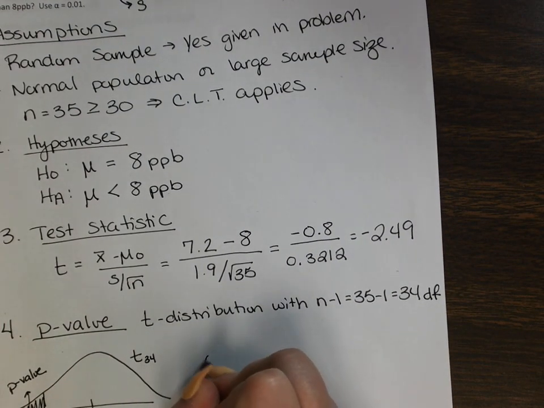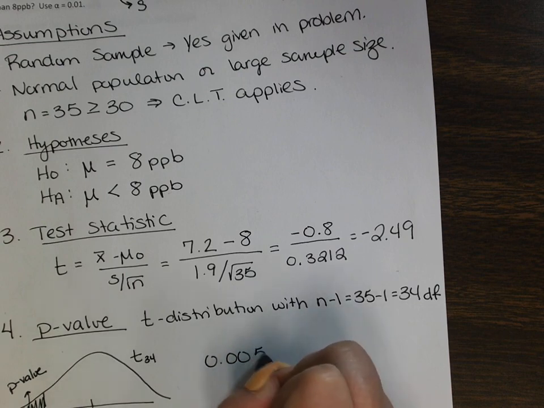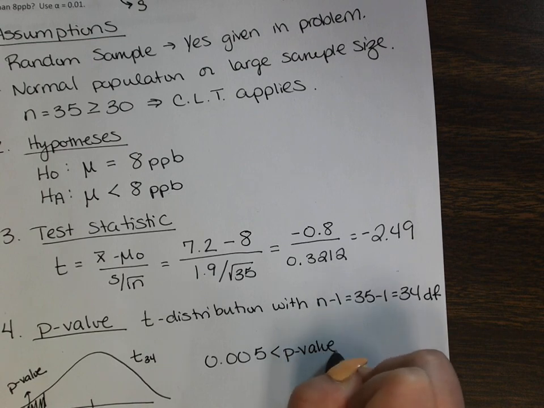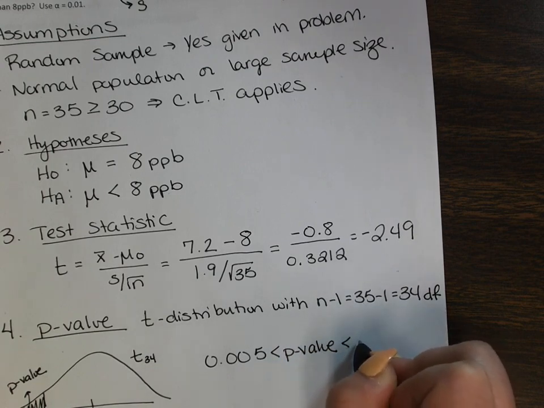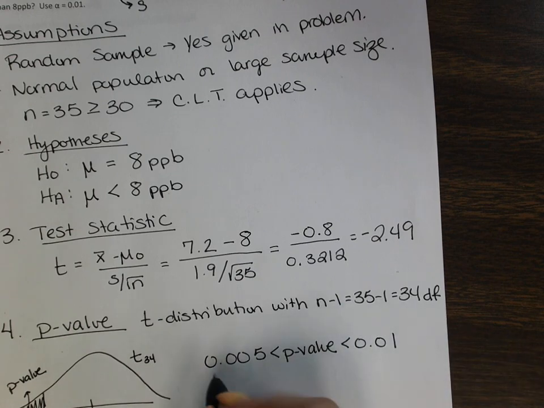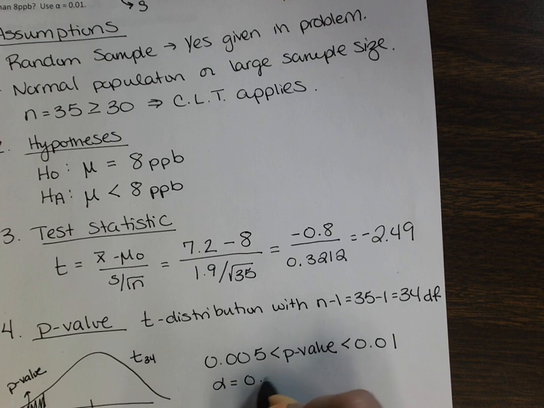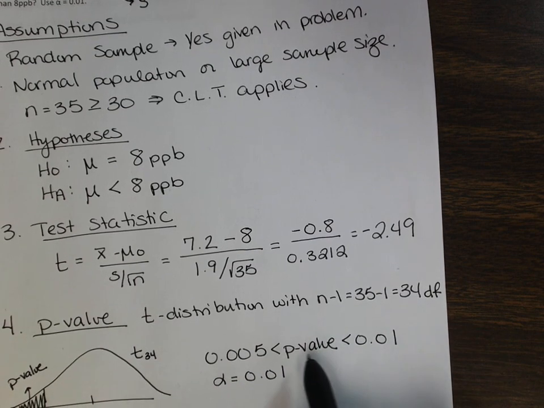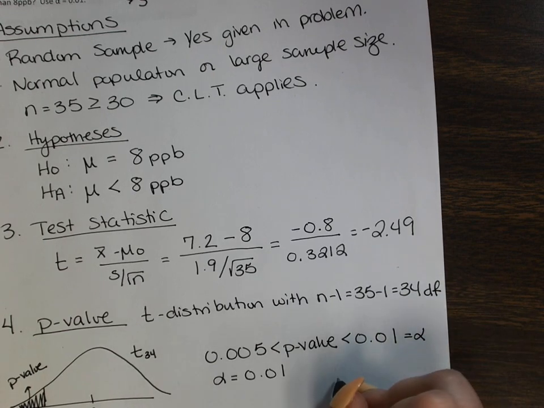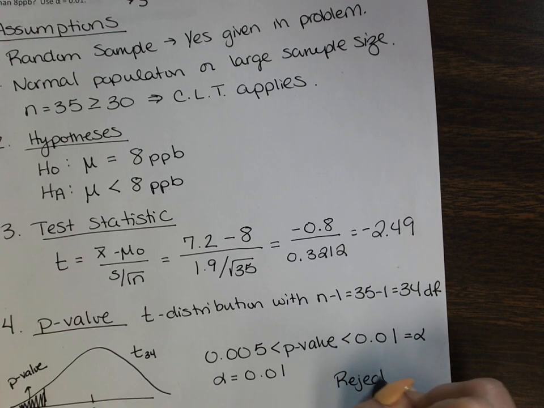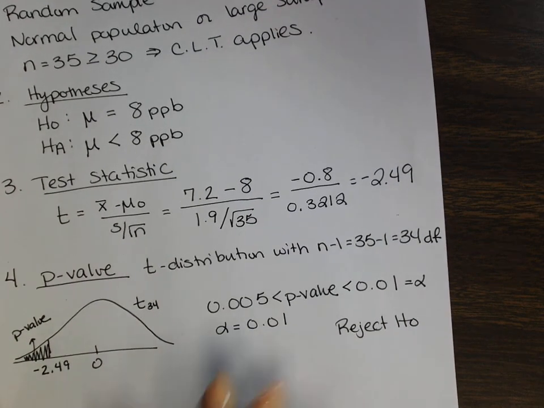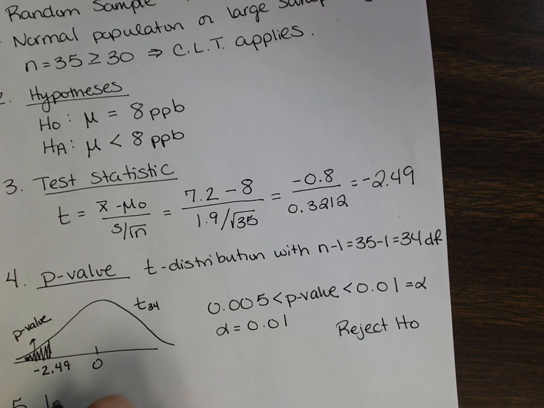Using those two values, we know that our p-value must be greater than 0.005, but less than 0.01. Notice that our alpha in this case was equal to 0.01, so we know that our p-value is less than alpha. So in this case, we are going to reject the null. And now we can write our conclusion or our interpretation.